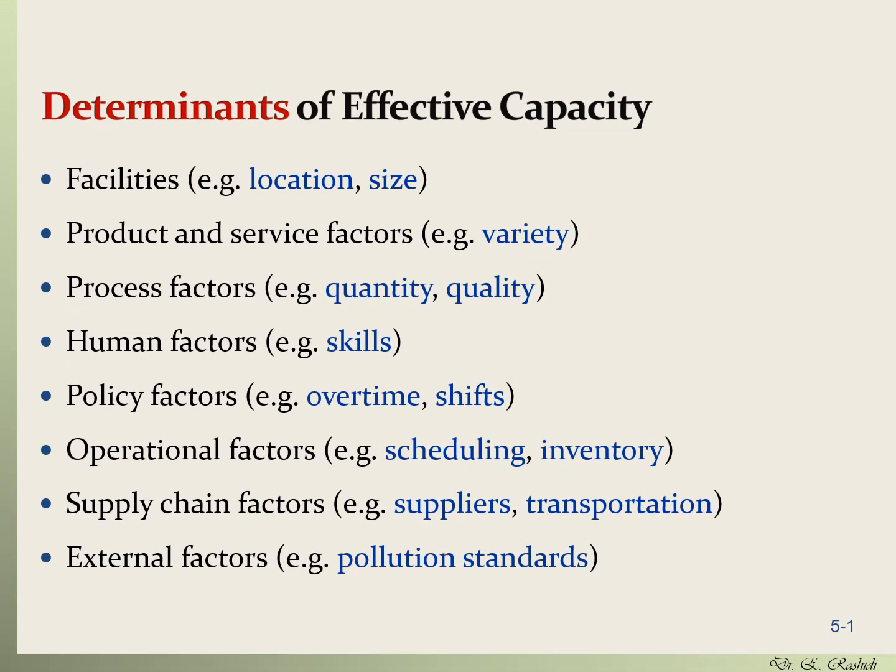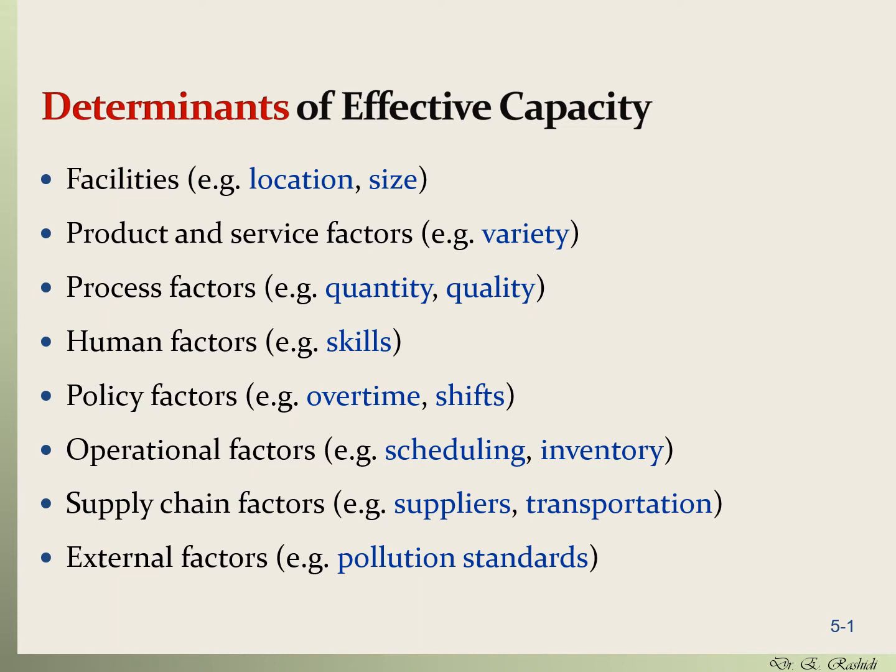Determinants of effective capacity. What factors determine the effective capacity of a system? So let's see. That would depend on the type of system or the type of capacity that we're talking about. For example, for facilities, the location and the size of facilities are determinants of the effective capacity. For product and service factors, the variety of products or services that are produced or offered is a determinant of the capacity for that product or service factor.